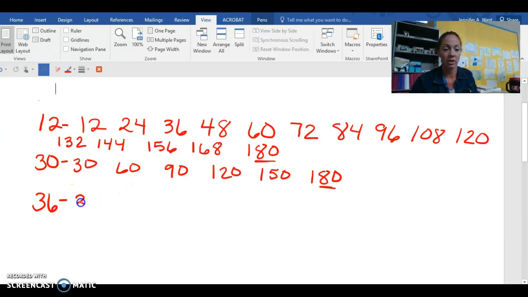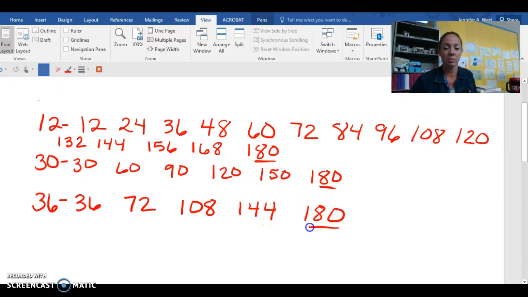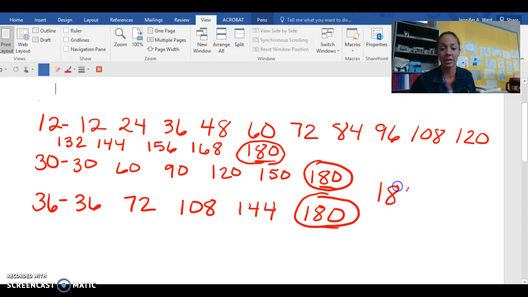So down here we'd have 36, 72, 108, 144, and that'd be 180. All right, and our next multiple is 180. So the least common multiple of 12, 30, and 36 is 180. That means the next time all 3 experiments will be checked at the same time will be in 180 seconds because that is the least common multiple.